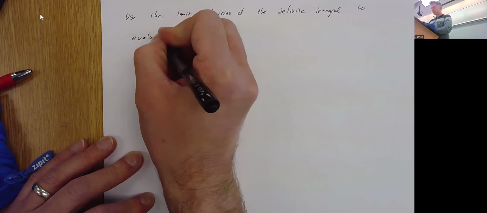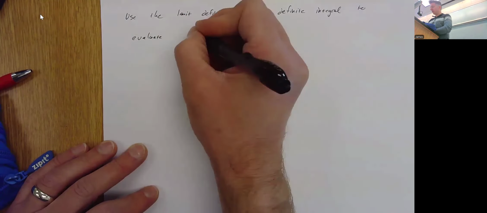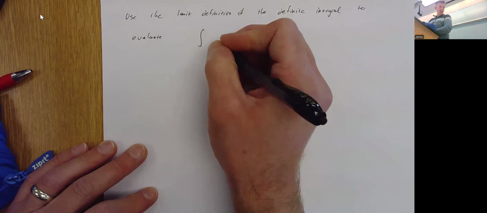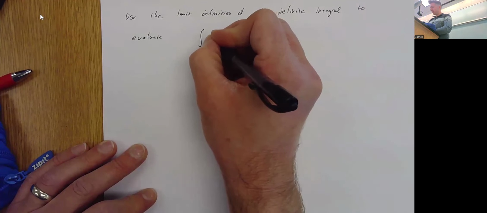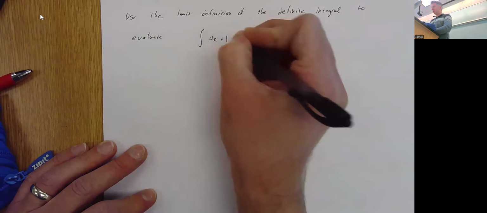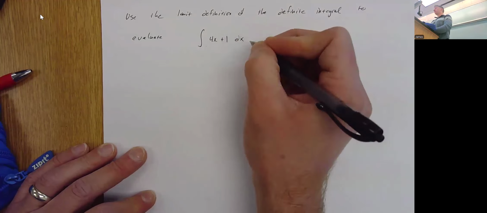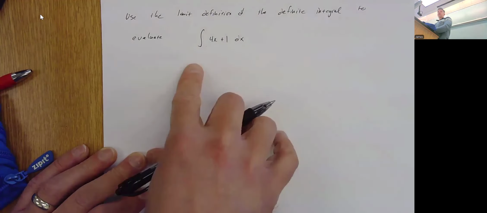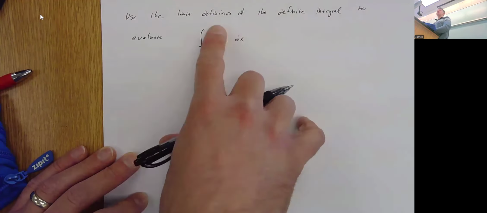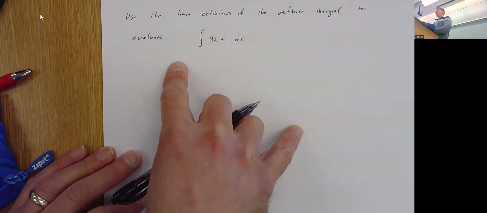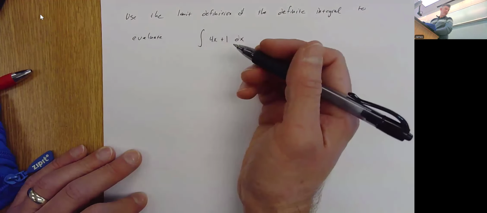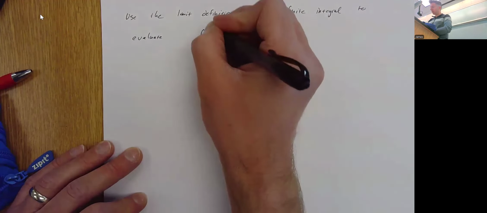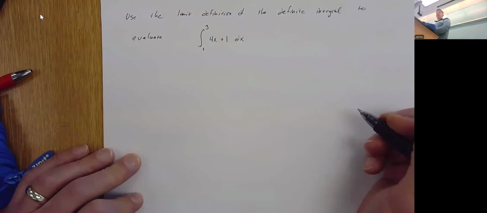To evaluate, I'm gonna do this first. The integral of, let's say, 4x plus 1. So I'll point out, without writing the limits of integration, this would be called an indefinite integral. But when you write the limits of integration, which we'll do from 1 to 3 here, now it's a definite integral.